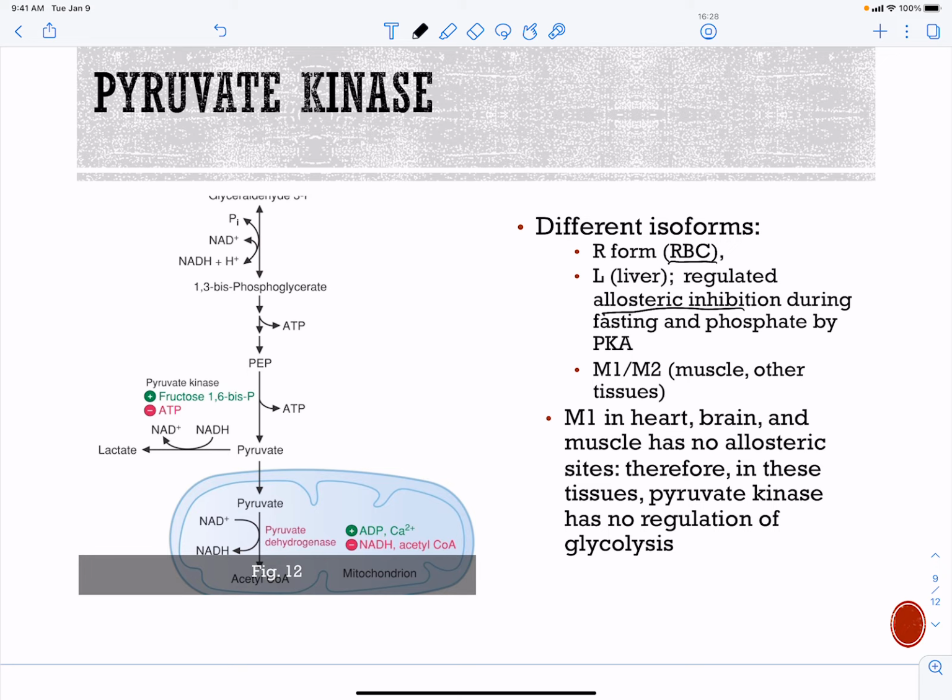Your muscles have other versions as well. M1 is going to be in the heart and brain, and this has no allosteric sites either. And so this one is going to be on as well.